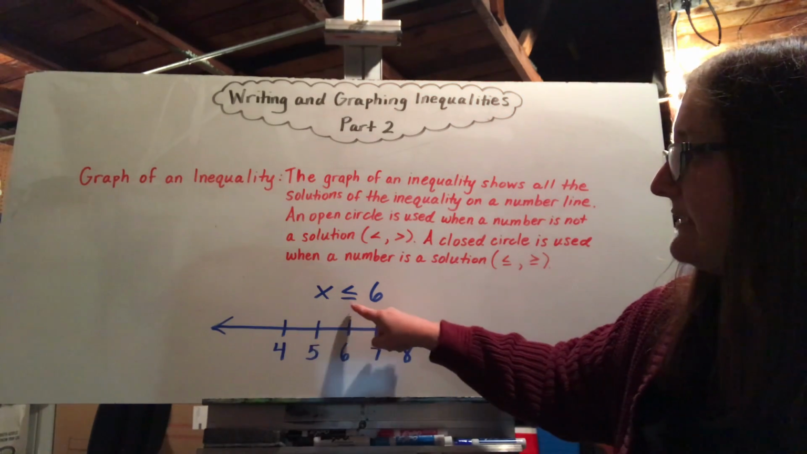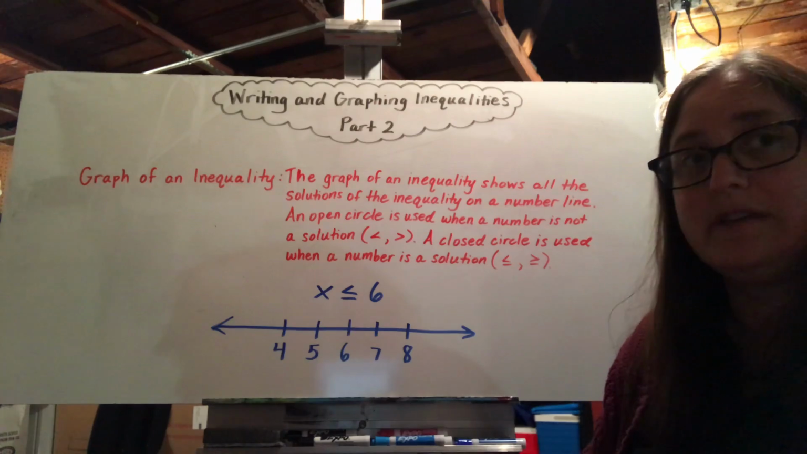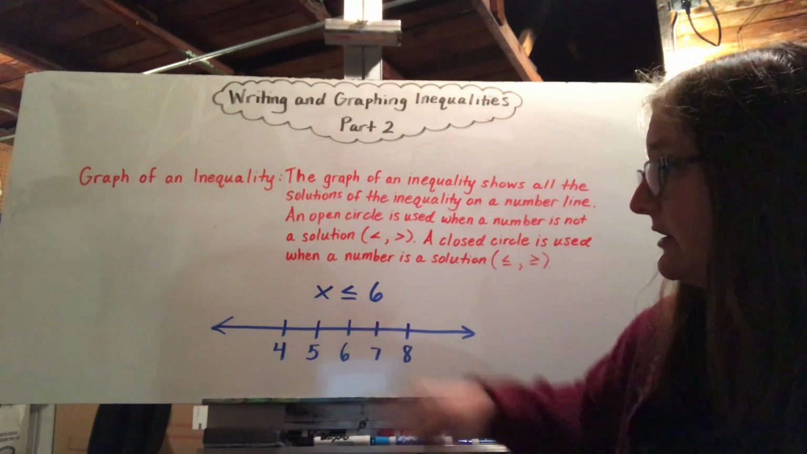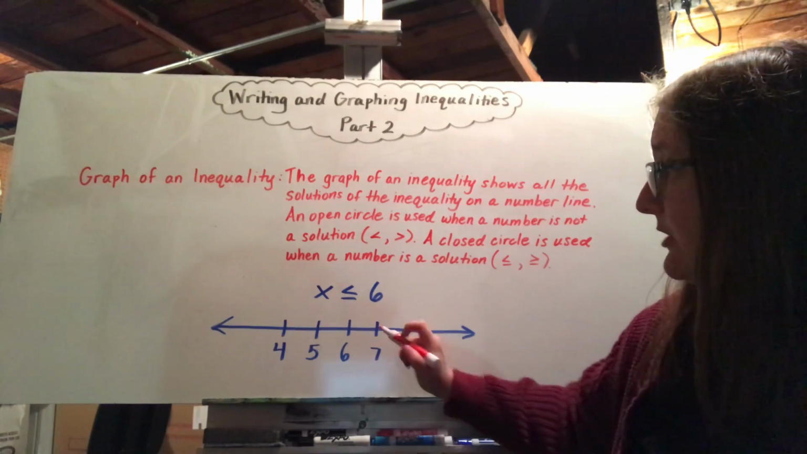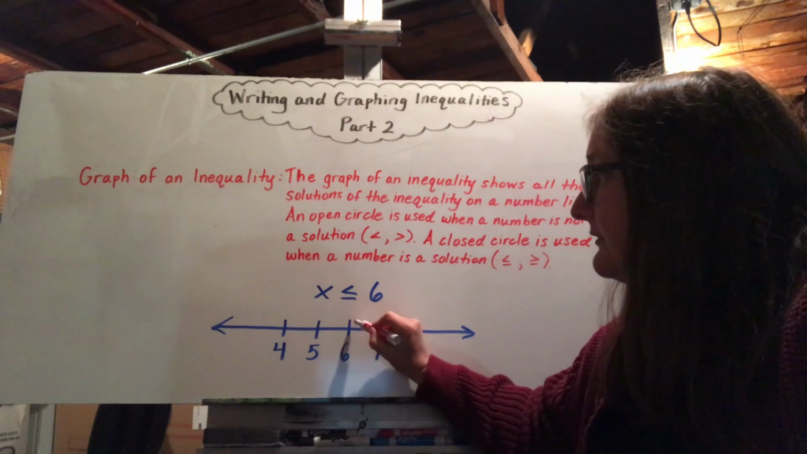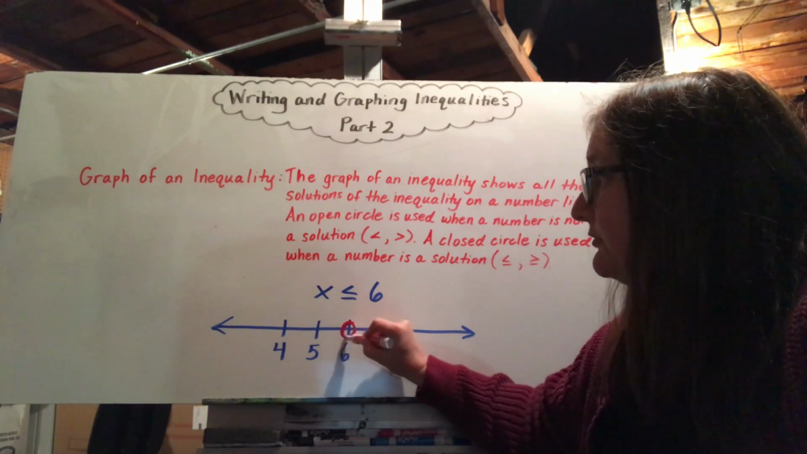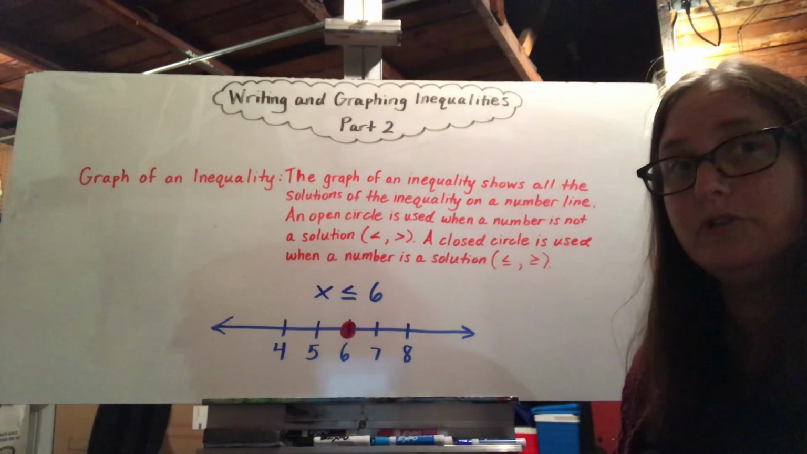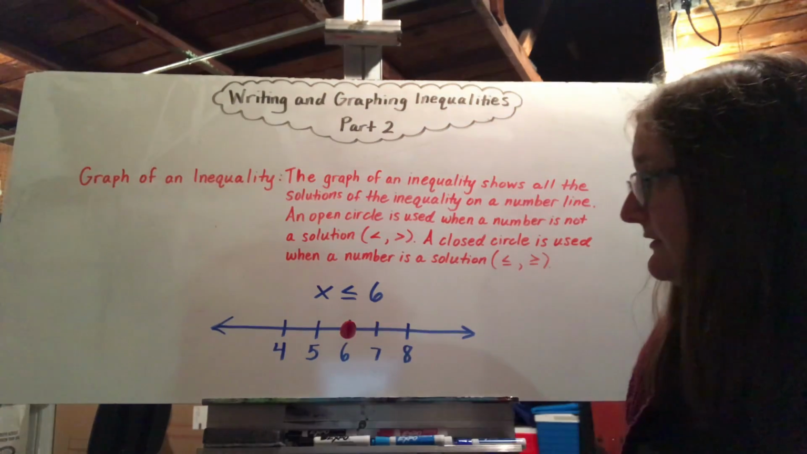Here we have x is less than or equal to 6. 6 actually could be the answer here because we see this equal sign here. So when I go to 6 on my number line, I'm going to use a closed circle because I'm saying 6 is part of the solution. And basically anything that is shaded is a potential solution. So I'm closing in the 6 there.